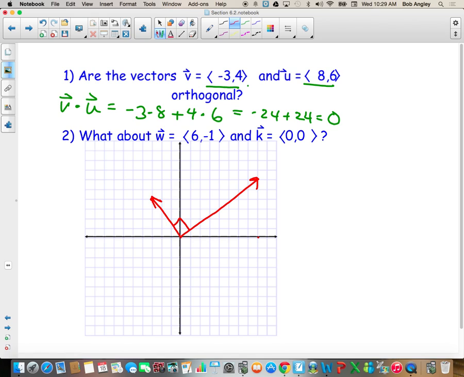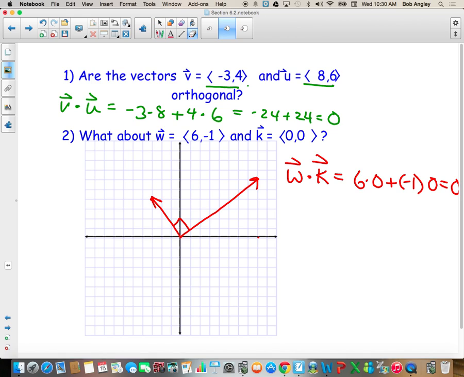Now I want you to look at the second one. It says, what about 6, -1, and then the vector k that's 0, 0. So if we do w dot k, you can tell we're going to get 6 times 0 plus -1 times 0, and everybody knows that's going to be 0. Now, technically, these two vectors are orthogonal.